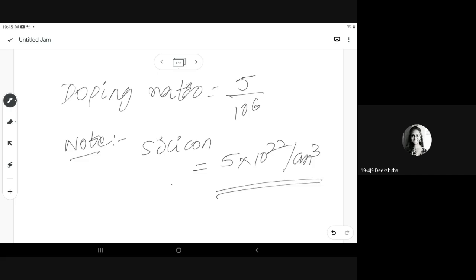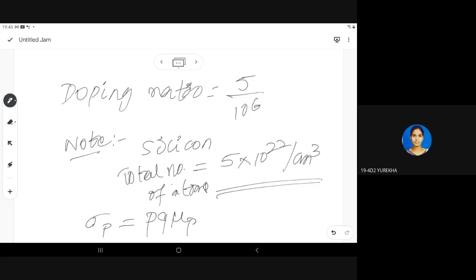So we know the total number of atoms. What is the first thing we have to calculate? We have to calculate the conductivity. So what is the conductivity due to acceptor ion concentration? That is sigma P is equal to what? What is the formula? P q mu P. Yes, P q mu P.